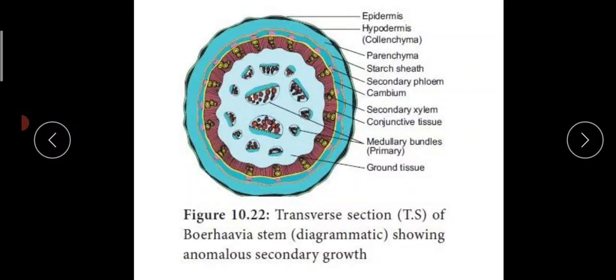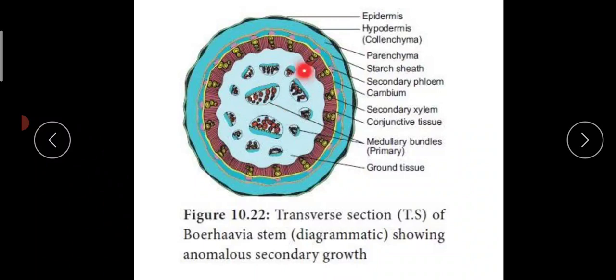And an outer ring is there, and that outer ring consists of 15 to 20 small bundles. So the size of the bundle decreases from the center to the periphery. These middle ones were the larger ones, the second ring is smaller than the middle one, and the third ring is much smaller than the second one. So the size shows a decreasing trend towards the periphery. Secondary thickening in the central and middle bundles is limited.